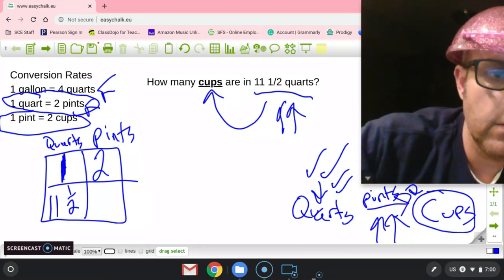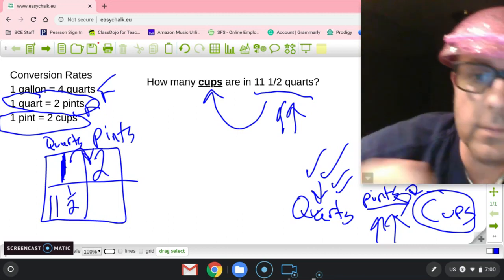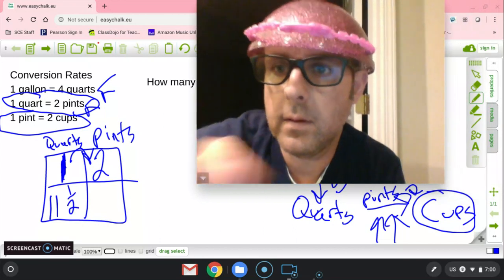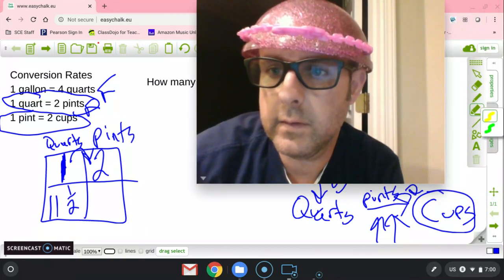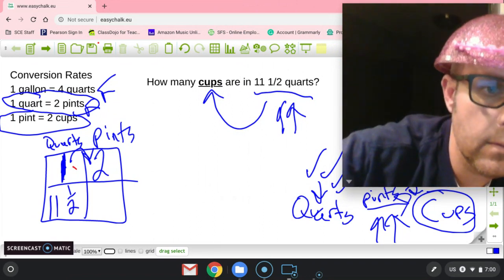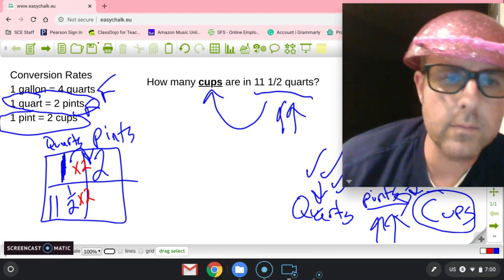All right. Well, I'm looking at this going sideways. How do I get from 1 to 2? I get from 1 to 2 by taking it times 2. I'm going to change my color here to make it a little bit easier to see. Times 2. So I have to take 11.5 times 2.